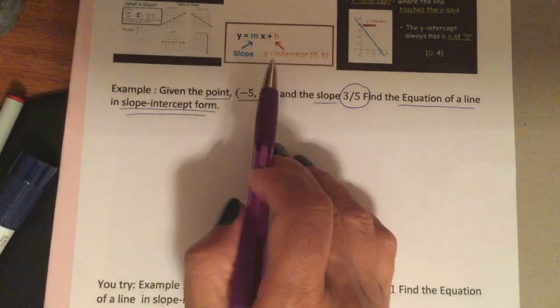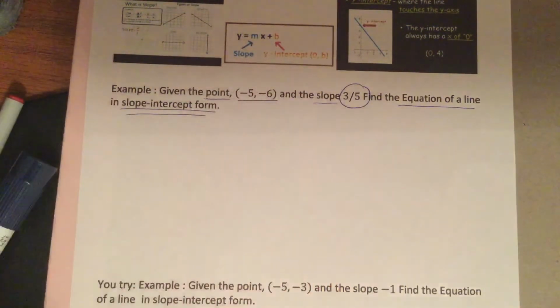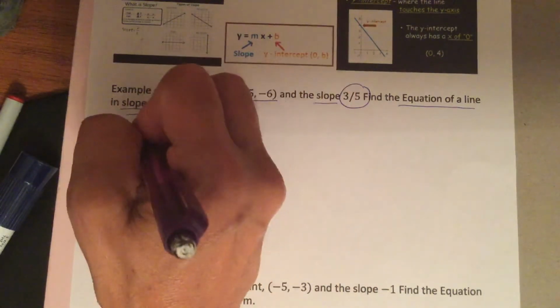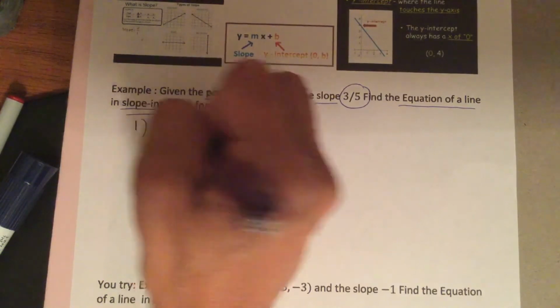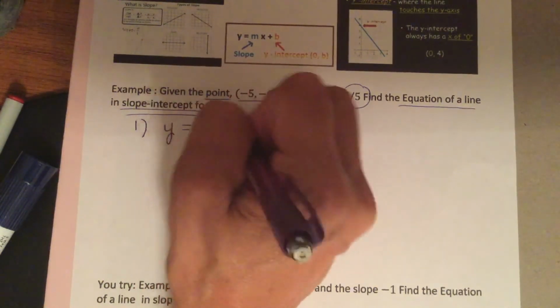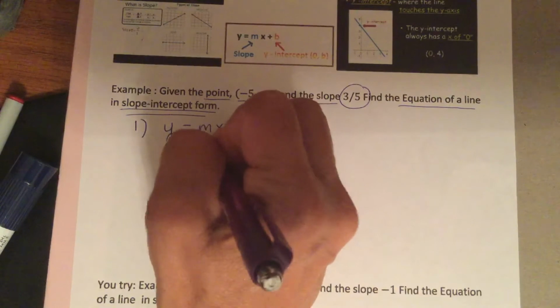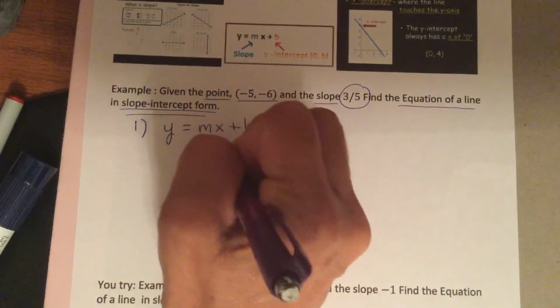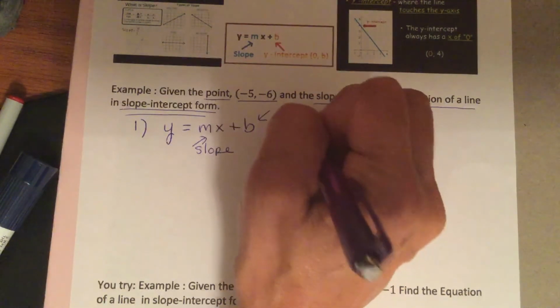So looking above in your notes, there's an equation. You probably can't see it, but I'm going to write it for you now. You guessed it. y = mx + b. That's our slope-intercept form. And it's called slope-intercept form because m is our slope and b is our y-intercept.